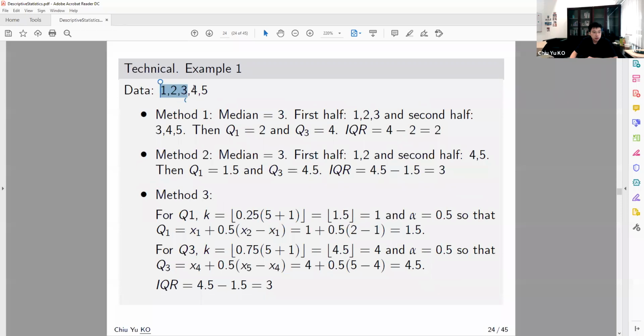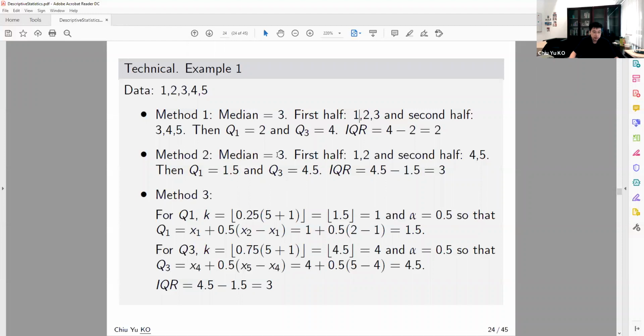Example 1: we have 5 numbers, 1, 2, 3, 4, 5. Clearly the median is 3 because you count on both sides; 3 is the middle. Or using the formula (n plus 1) over 2, which is 3, the third item is 3. Method 1 says you include the median in each half. So the first half will be 1, 2, 3, and its median is 2, so Q1 is 2. For 3, 4, 5, the median is 4. So 4 minus 2 gives you an IQR of 2.